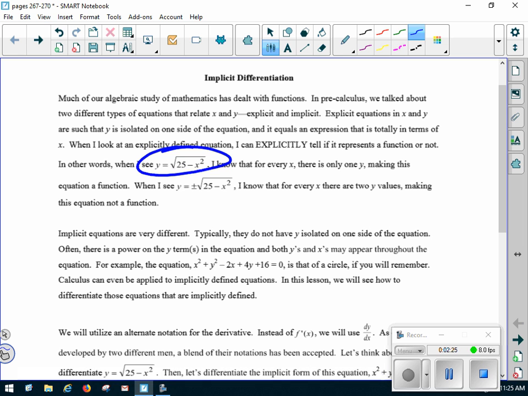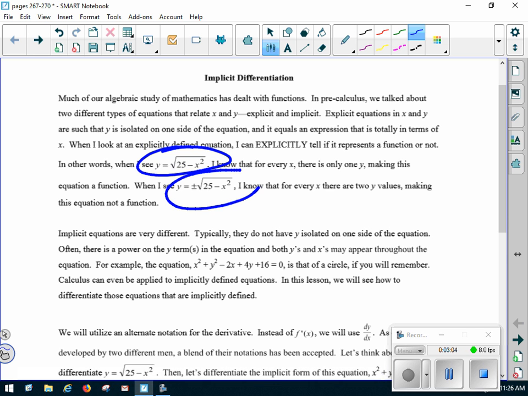When I see that, I know that for every x there's only one y. How do I know that? Because what? What'd you say? I just didn't hear you. Because that's what it says. What if I put in x equal 3? What's the answer? What if x is 3? 4? Can it be anything else? No, it's 4. Every x has exactly one y, right? That's a function. Every x is matched with exactly one y.